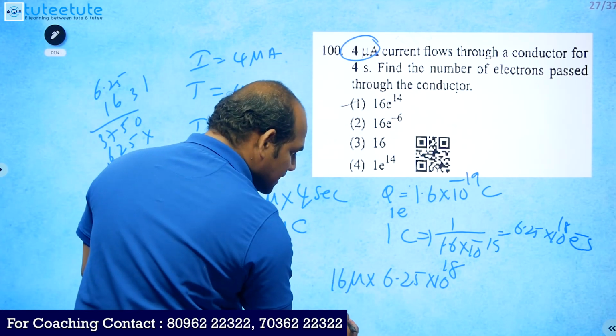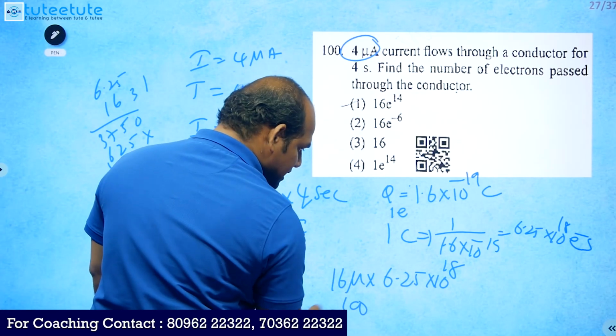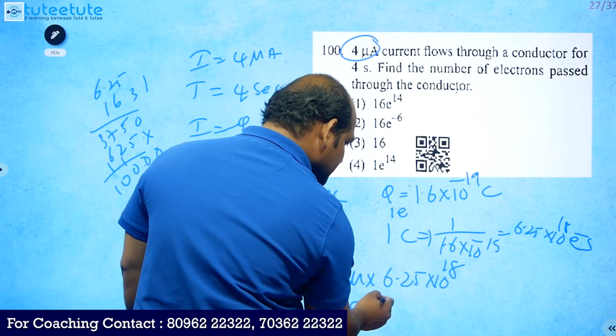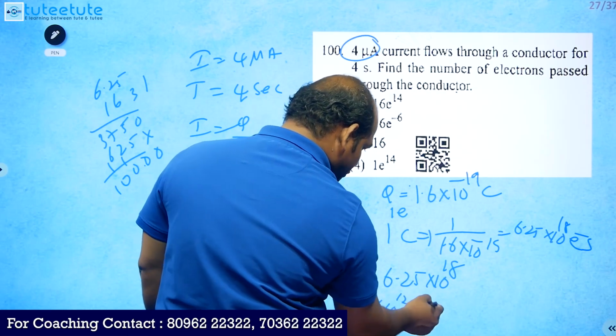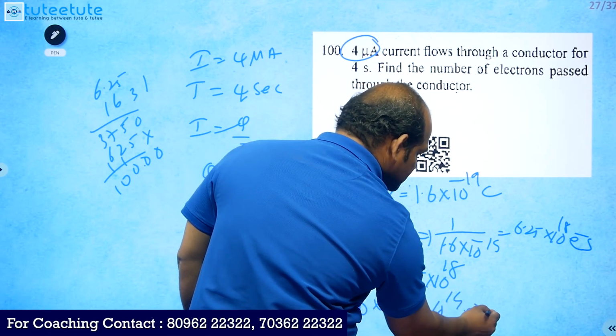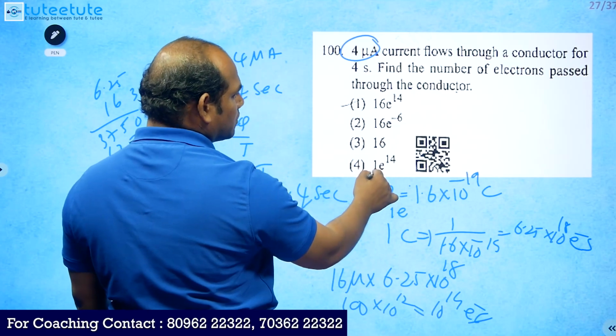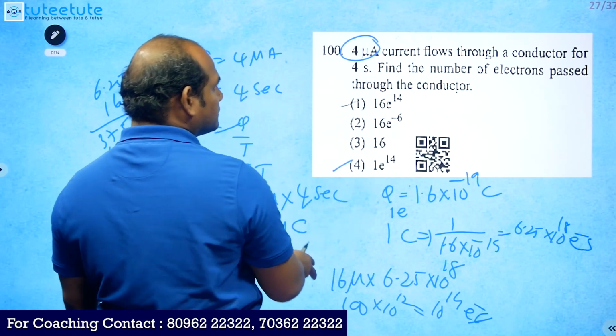So 16 into 6.25 is nothing but 100, and here micro is there, 10 power 18 is there, that means 10 power 6, if you remove 6, you will get 10 power 12, that is 10 power 14 electrons. So this is the correct option.